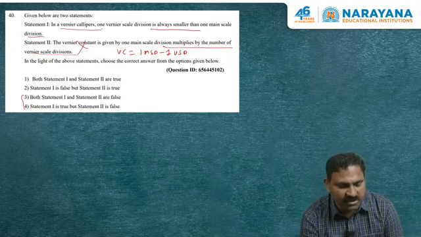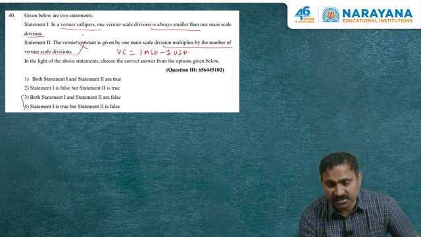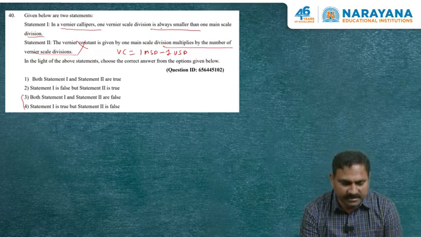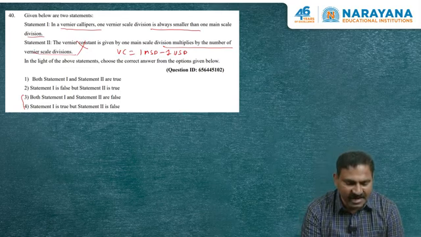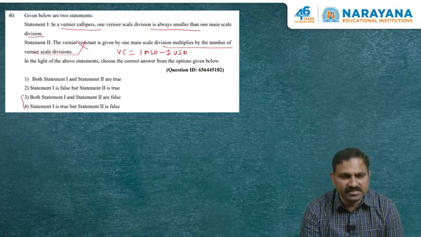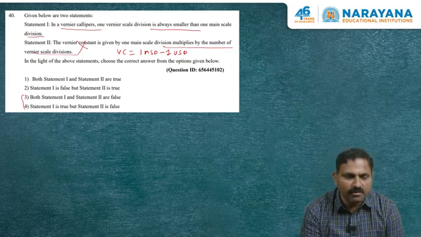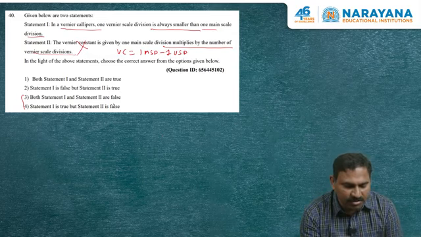Now if you go to the first statement, in a vernier calipers, one vernier scale division is always smaller than one main scale division. Usually in laboratories we use that type of vernier scales, but practically there is a possibility of having other types of vernier scales also. In case of standard vernier calipers, the vernier scale division is less than the main scale division. In case of non-standard vernier calipers, the vernier scale division value may be greater than the main scale division also. A similar question was asked in JEE Advanced also. So it is better to give the answer as the fourth option, statement 1.